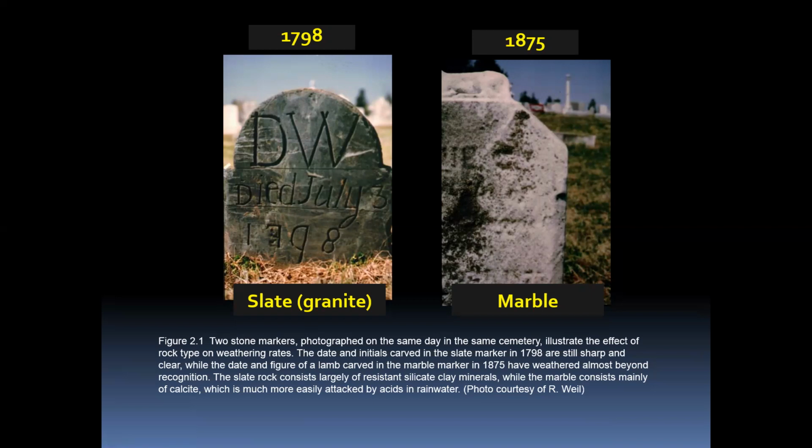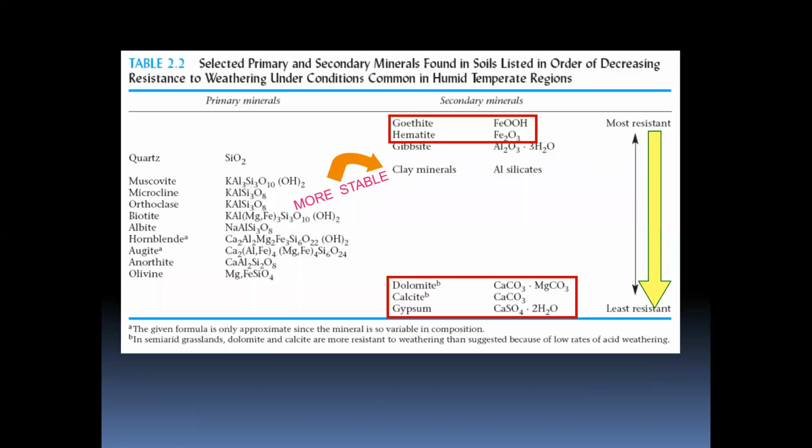Now, why does that happen? We have to look at some of the details. This table shows you different things. First of all, it shows primary minerals at this side, and at this side you have secondary minerals. Then if you look here, it shows that as you go down, the resistance of both secondary minerals and primary minerals is reduced.